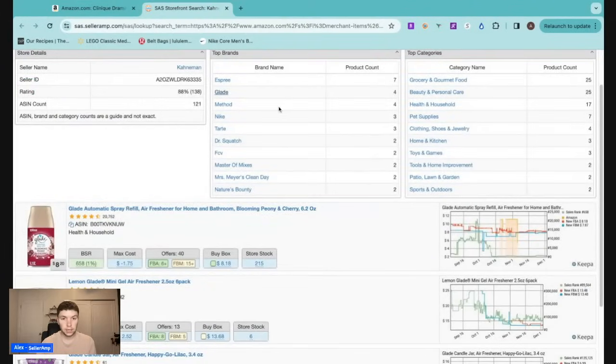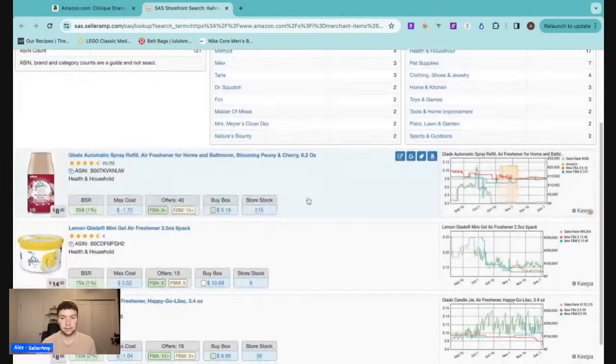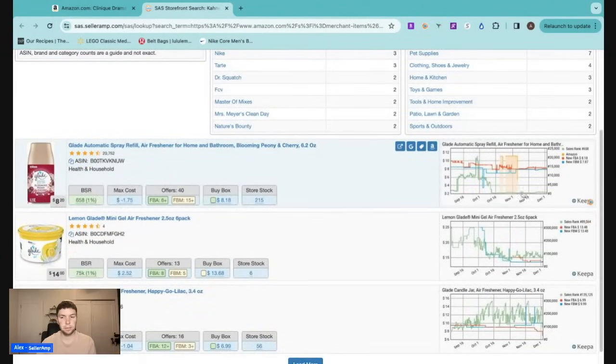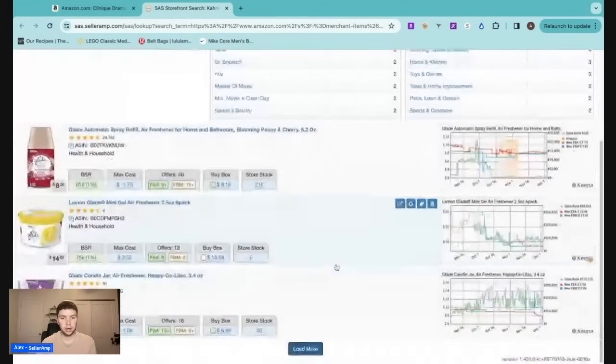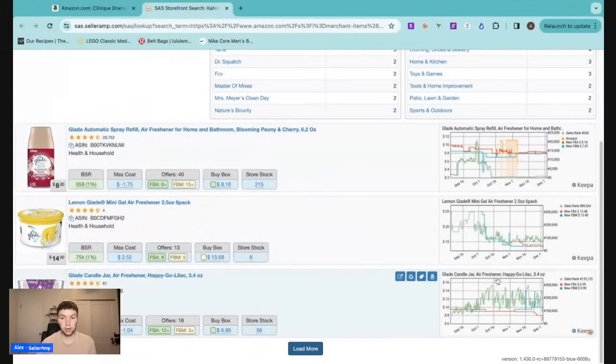So let's look at Glade here. We can see Amazon's on this one, but not very much. The rank is really solid. Again, rank is good. Health and household, we can basically be buying anything that's under 200K rank. And if the price looks fairly steady, even better. So what I'm seeing, they only have a couple Glade products, looks like 3 total, but the ranks look pretty decent on all of them. Amazon's only on this one for a little bit, and that's a good sign.